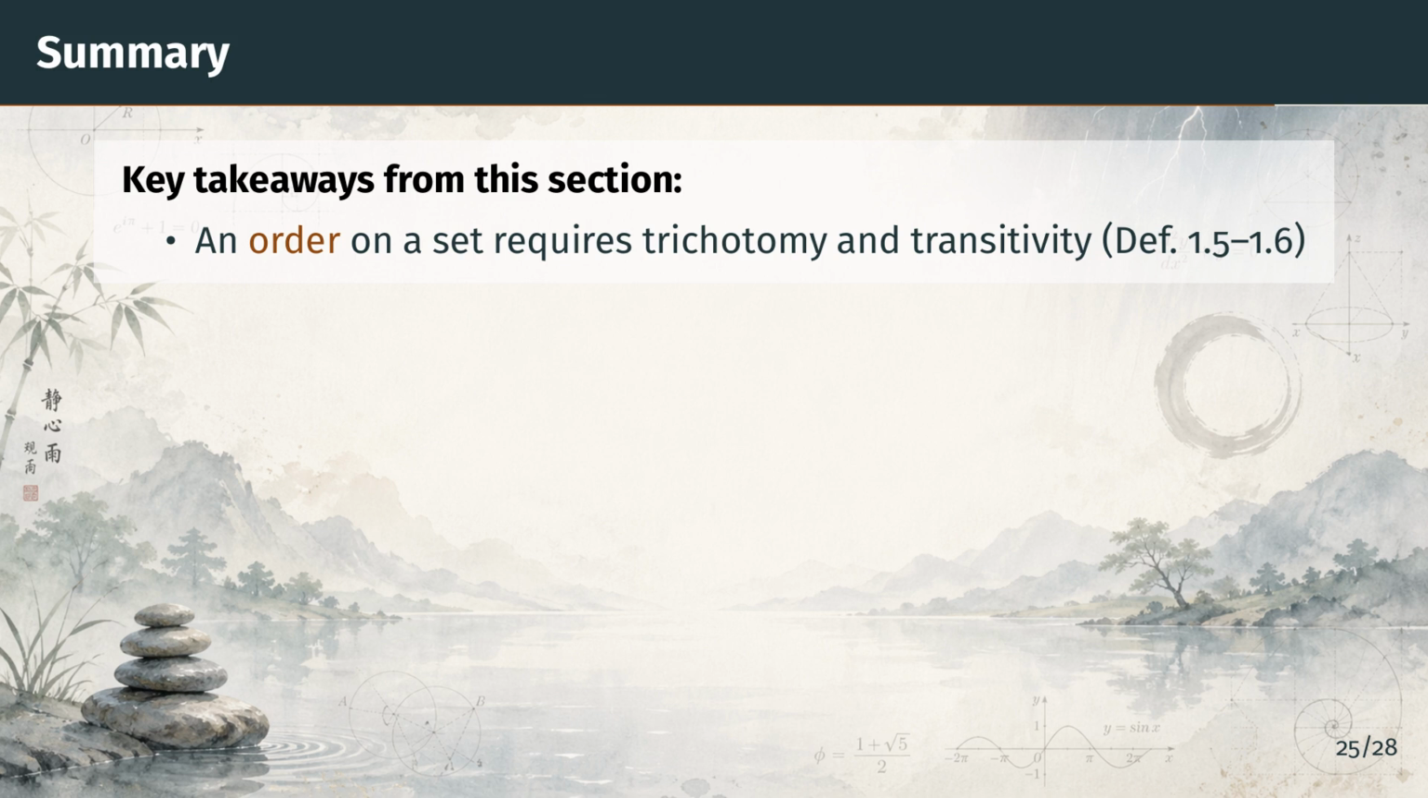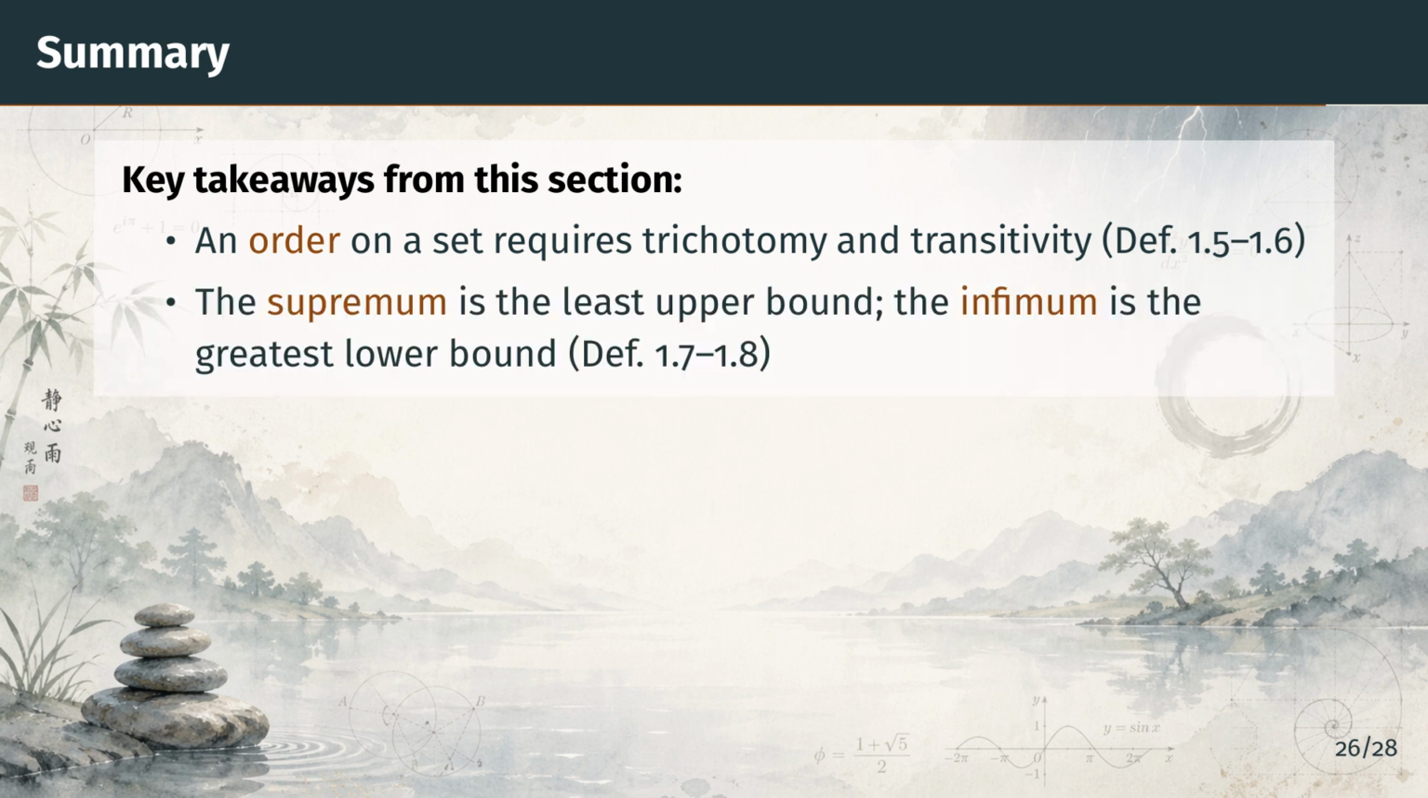Let's review what we covered. First, we defined what an order is, a relation satisfying trichotomy, meaning every pair of elements is comparable in exactly one way, and transitivity, meaning the relation chains consistently. Second, we defined upper and lower bounds and introduced the supremum and infimum as the tightest possible bounds. The supremum may or may not belong to the set.